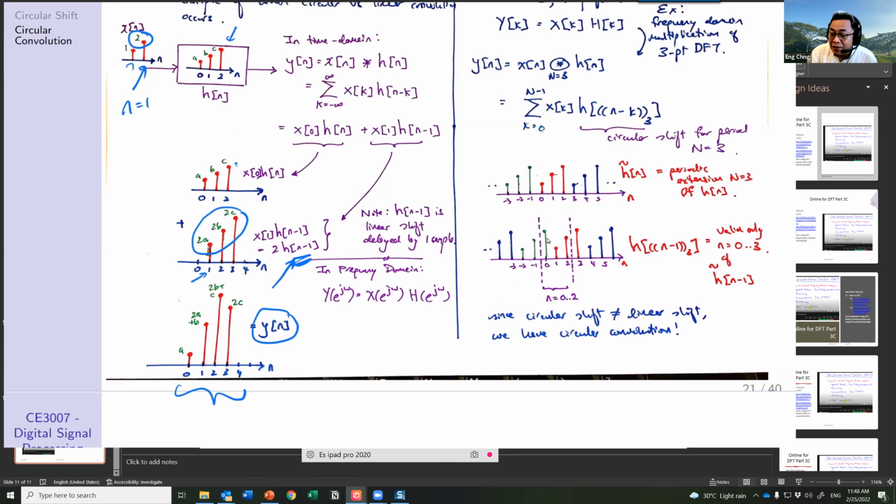Therefore, when we are doing scaling, it will be 2 times the green guy, 2 times the red guy, 2 times the red guy. And this is what happens in circular convolution, which is, of course, not the same as the left-hand side. And therefore, the result is wrong.